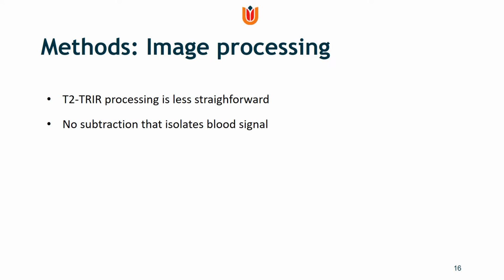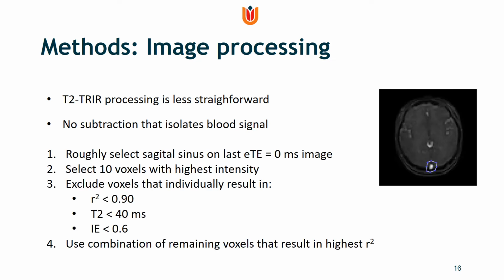For T2 TRIR, processing is less straightforward because there is no subtraction of label and control images that isolates blood signal. So therefore we had to develop a robust method that prevents user bias during ROI selection. Our method starts by roughly selecting the sagittal sinus, so the algorithm knows where to look. Then the 10 highest voxels are selected from within this ROI.